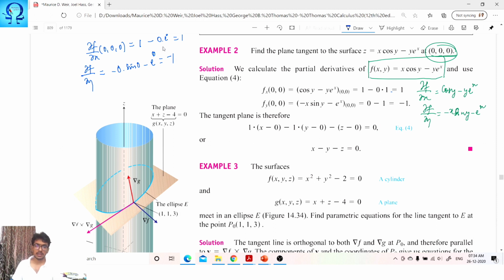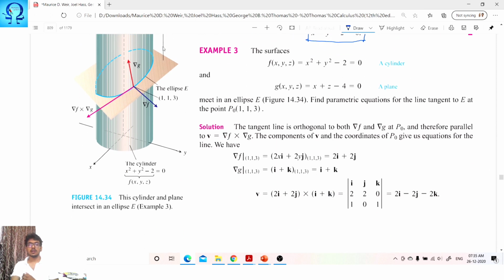Therefore the tangent plane is del f upon del x multiplied with x minus x naught plus del f upon del y multiplied with y minus y naught minus 1 times z minus z naught equals 0. If you plug in the values of del f upon del x, that is 1, and del f upon del y is minus 1, and x naught, y naught, z naught is simply 0, you are going to get this one as your tangent plane.